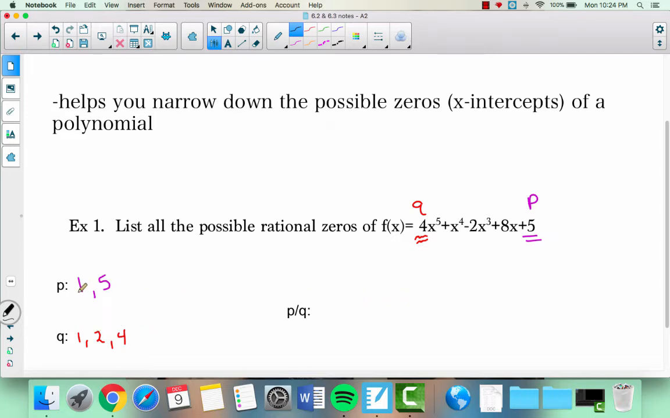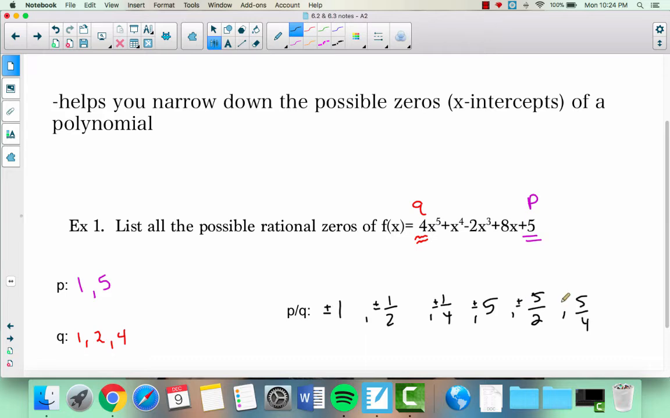in q. So I'm going to take 1 over 1, which is 1. I'm going to take 1 over 2, which is 1/2. 1 over 4, which is 1/4. 5 over 1, which is 5. 5 over 2, which is 5/2. And then lastly, 5 over 4, which is 5/4. So notice I do every combination of all the p's over all of the q's and write them out this way. And then each term that you have listed here is going to have a plus or minus in it, because you can hit at the positive value or the negative value.